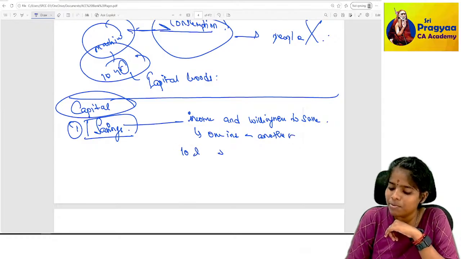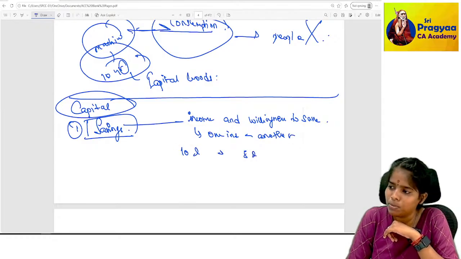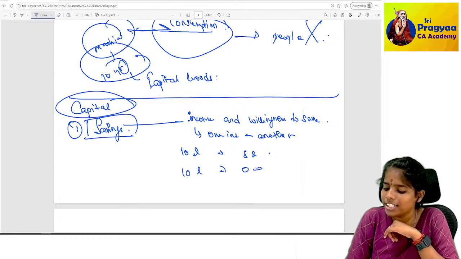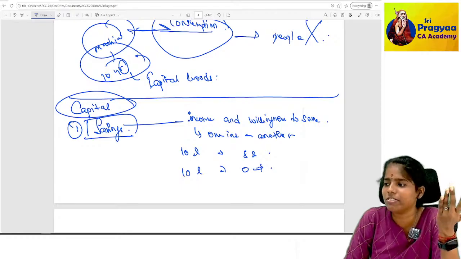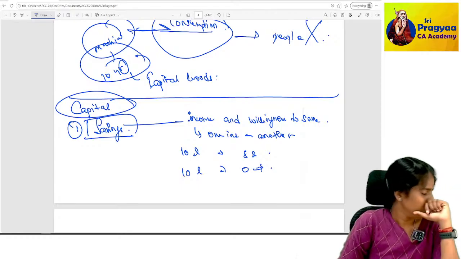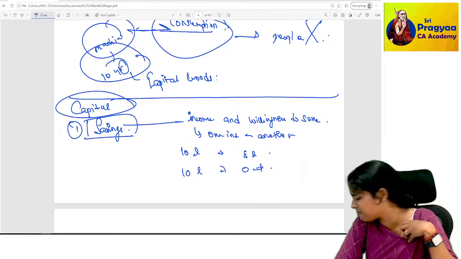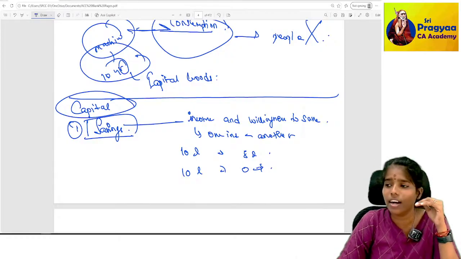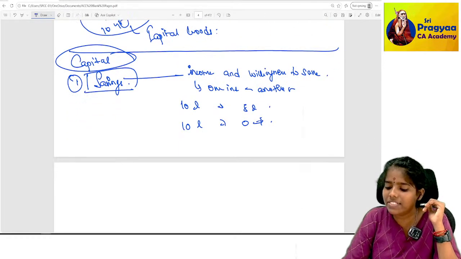ஒருத்தருக்கு 10 lakhs income இருக்கும், he would have saved 5 lakh rupees. இன்னொருத்தர் அதே 10 lakh இருக்கும், zero savingsல இருப்பார். What does it mean? He spends more, he saves more. So it depends upon one individual to another.